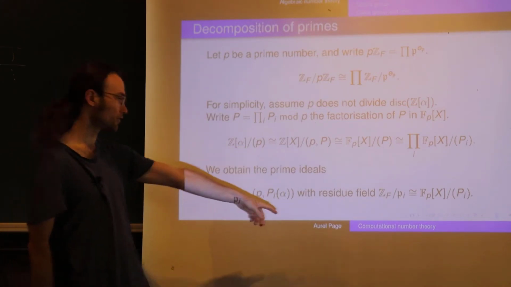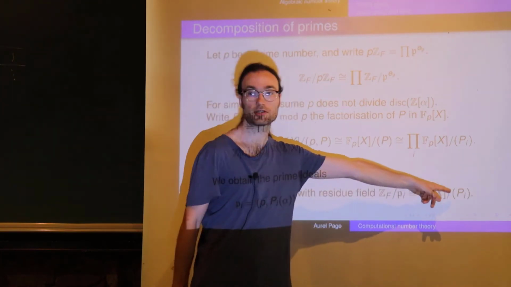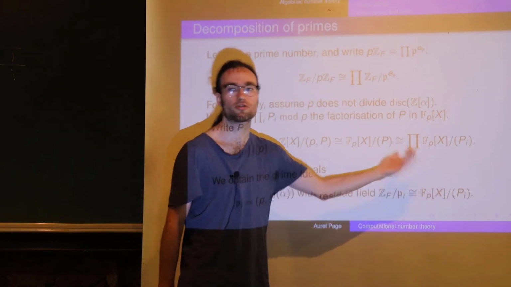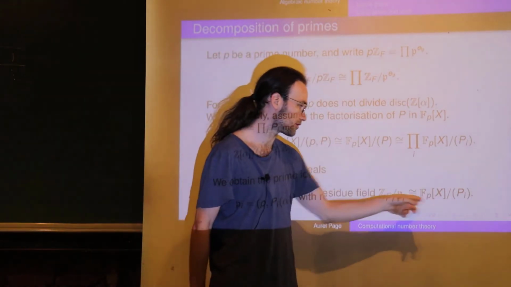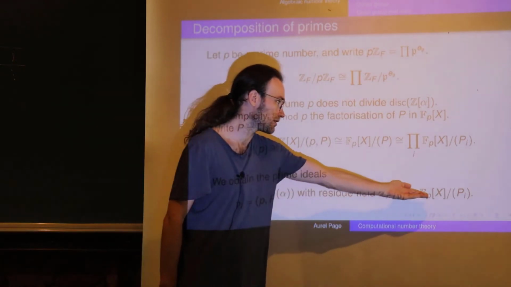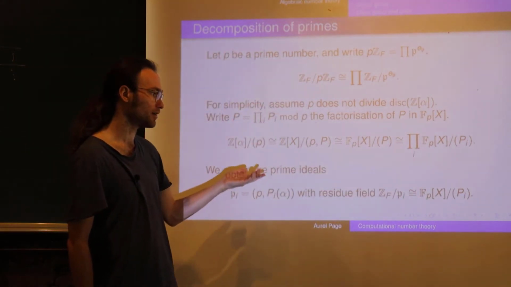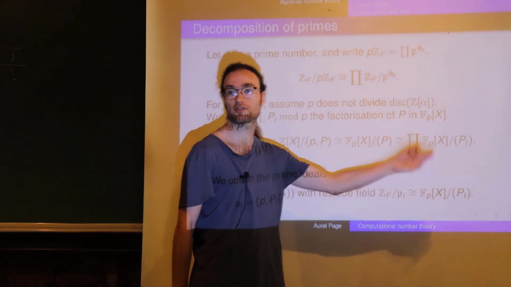And for free, we get the residue field at the same time. It's just F_p[x] modulo this irreducible polynomial. So in particular, you know the residue degree, which is the degree of this finite field over F_p, and you can compute in it, and you can naturally reduce elements of the ring of integers down to this finite field.